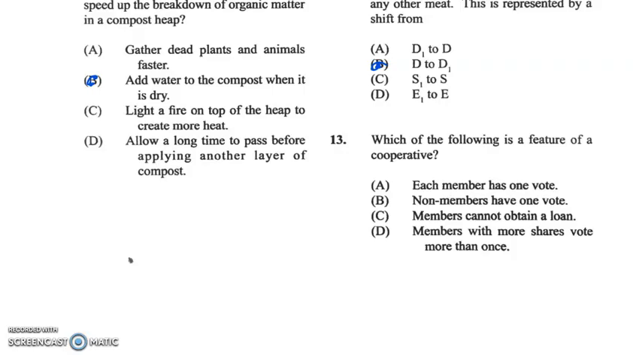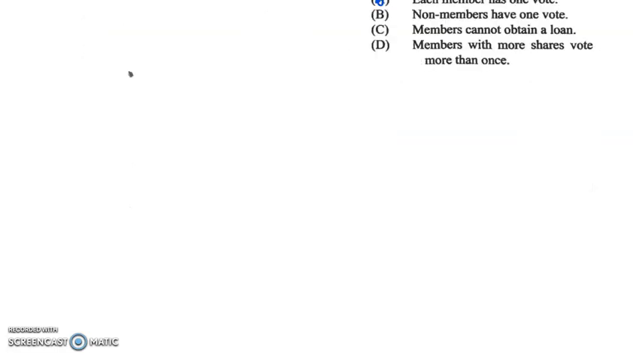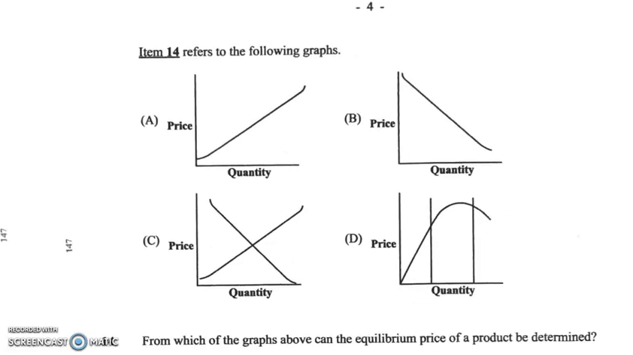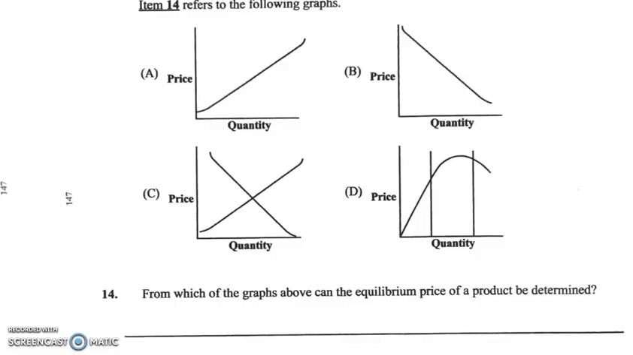Question 13. Which of the following is a feature of a cooperative? And if your answer is A, each member has one vote, you are correct. Question 14, I'm going to give you a chance to answer this one. Refers to the following graphs. All right, that's a graph. And the question is, from which of the graphs above can the equilibrium price of a product be determined? And your answer is, let me hear your answer. C.